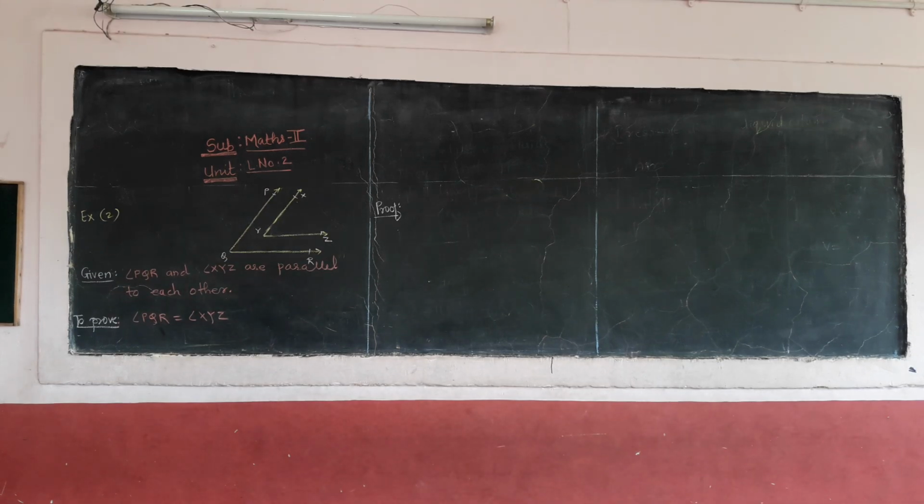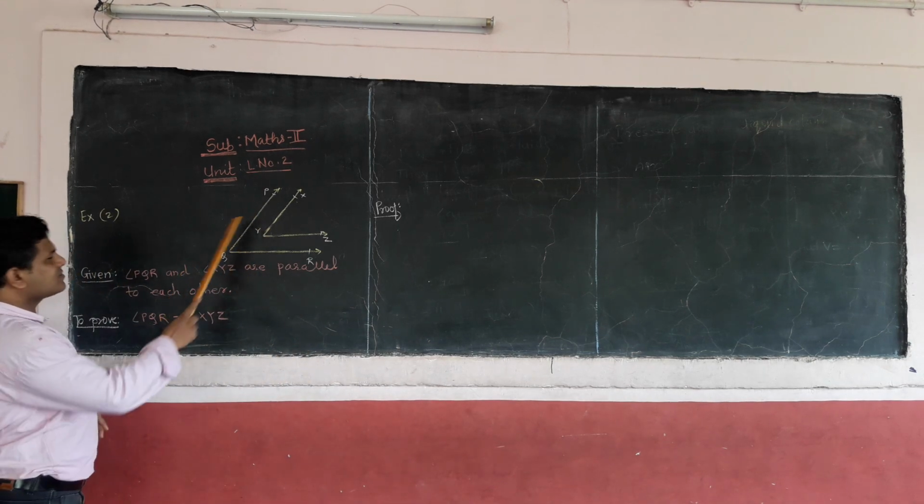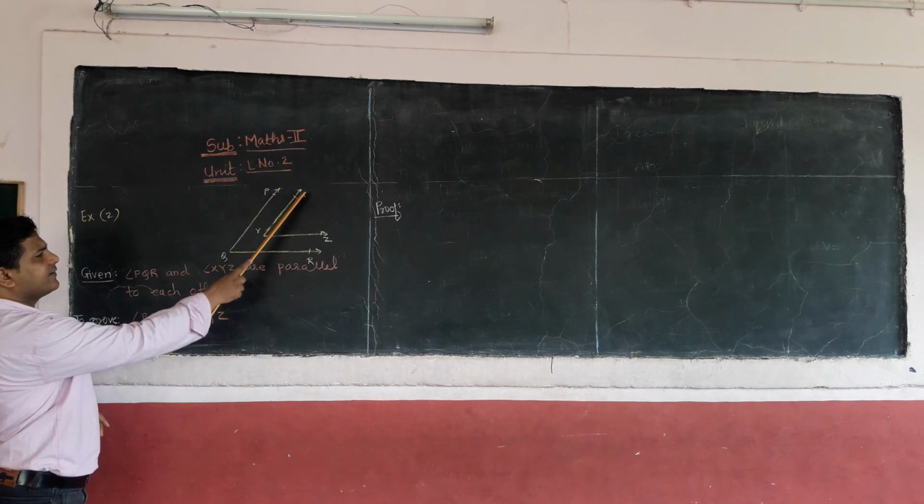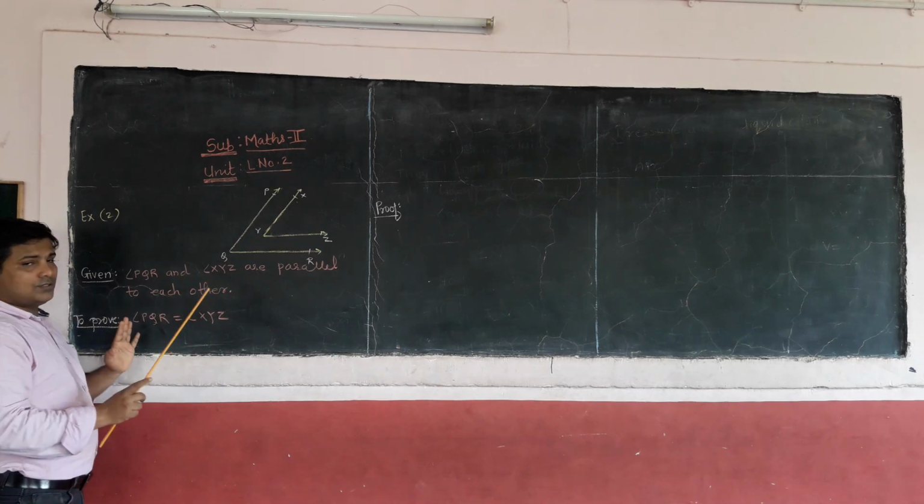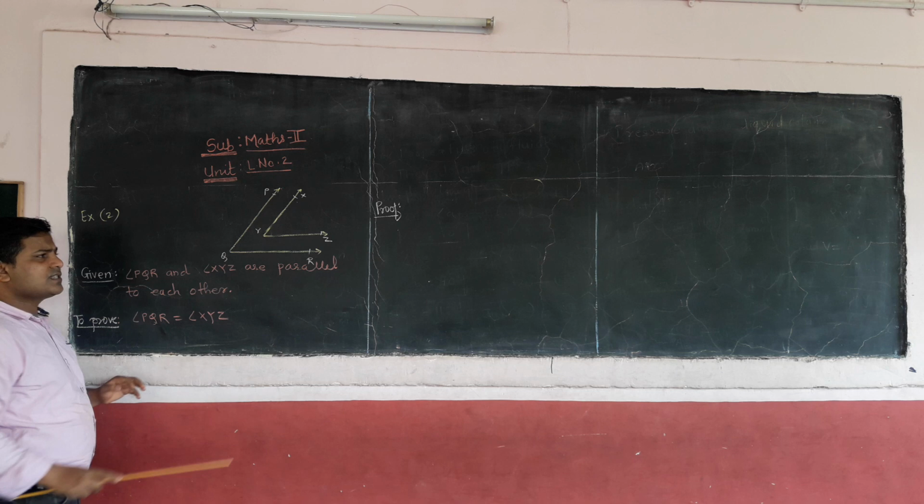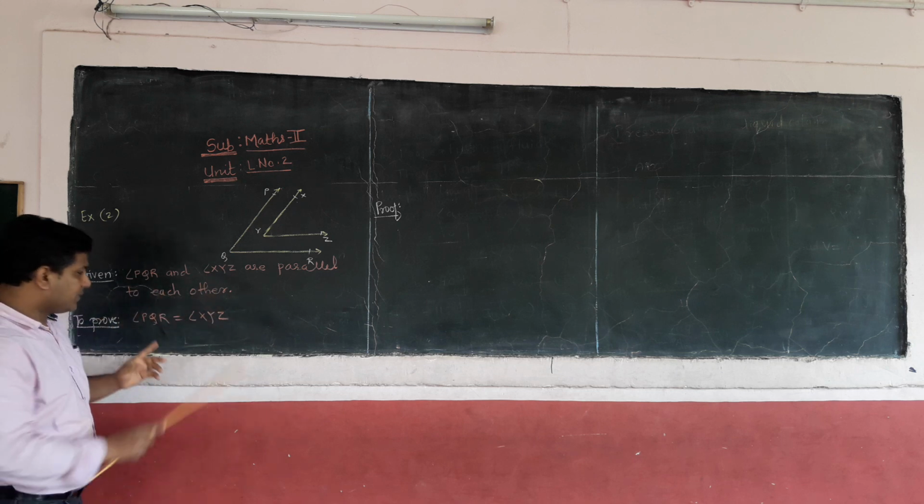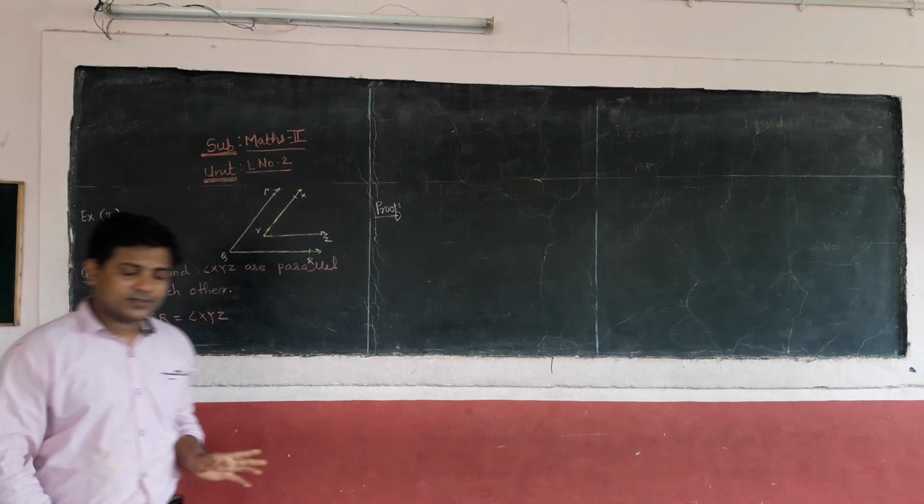Let us see another example. See here, in this example what is given? These two angles, angle PQR and angle XYZ are parallel to each other. And what we are going to prove? Measure of angle PQR and measure of angle XYZ are of equal measure. मतलब उनका मेजर क्या है? इक्वल है। ये हमें प्रूव करना है, मतलब दोनों एंगल इक्वल है, ये प्रूव करना है। ओके?